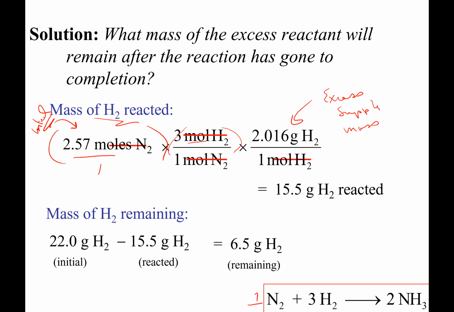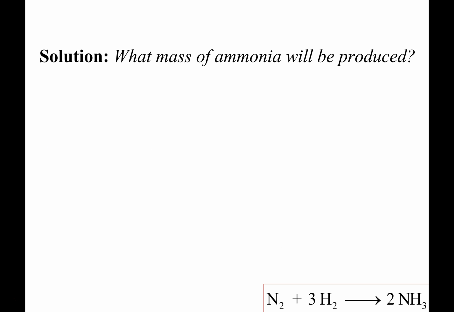So I can't overemphasize the importance of being able to identify the limited reactant, the reactant that's present in limited supply. So, one last stoichiometric calculation. We already know the moles of the limited reactant. Early on we came up with 2.57 moles of N2. How are we going to get to moles of NH3 from moles of N2? Yep, 2 moles of NH3 over 1 mole of N2.